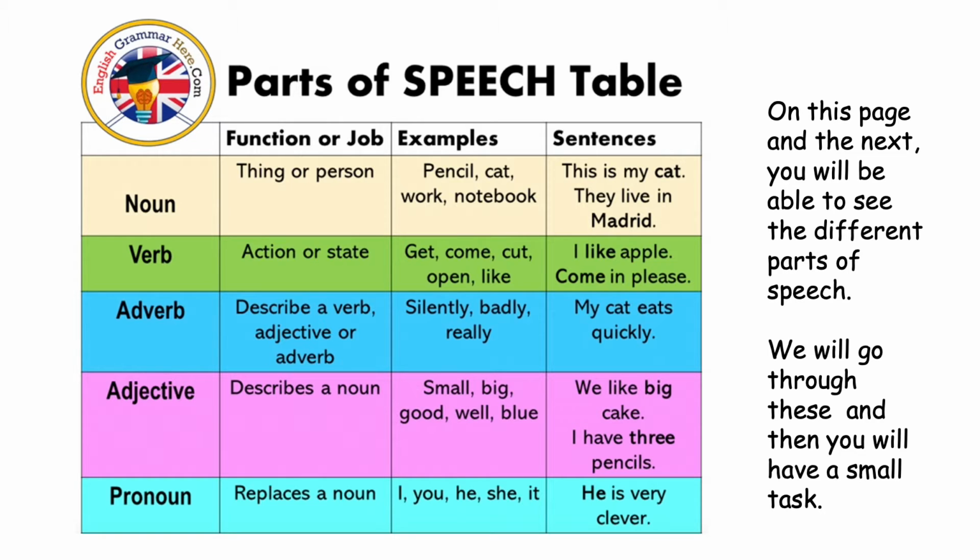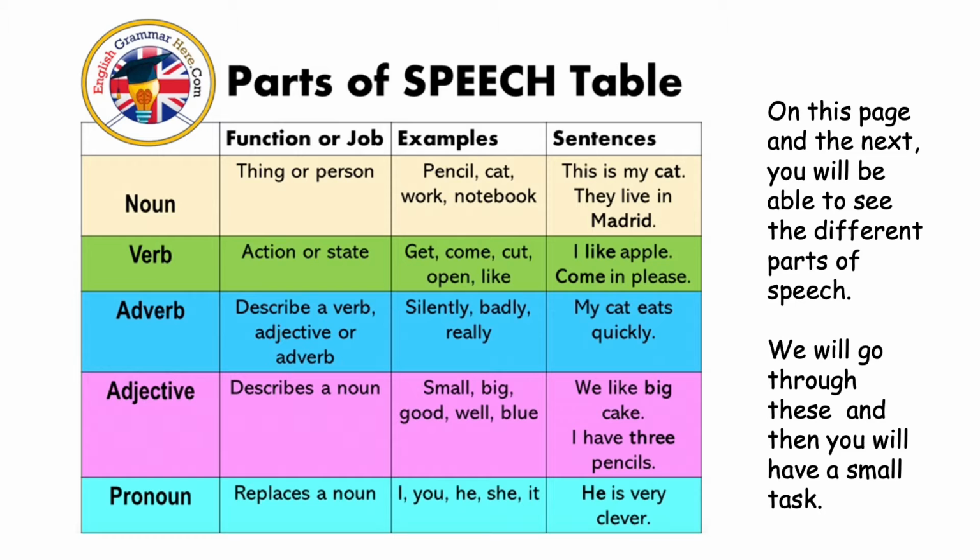A verb. The verb is what you learned in year 1 and 2 is the doing word. It's the action or the state that you're in. So it's get, come, out, open, like, jump, am. I like apples. Come in, please. Are the sentences. Very poor sentences.